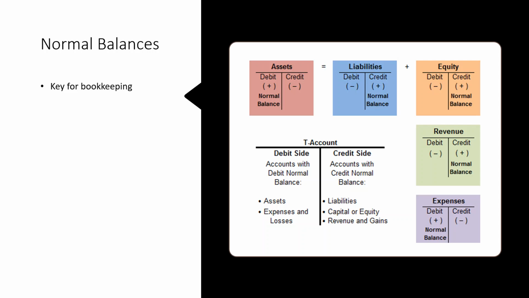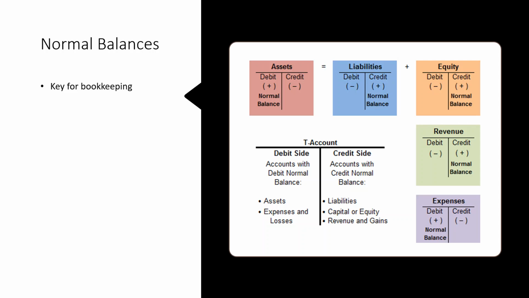On this slide, you'll see normal balances and account names. You can see that there are five general classes of accounts: assets, liabilities, and equity, which go on the balance sheet, as well as revenue and expenses, which go on the income statement. You'll also see that an account has two sides, a debit and a credit side. One of these is the normal balance of an account. The normal balance is simply the side of an account which it normally increases on.